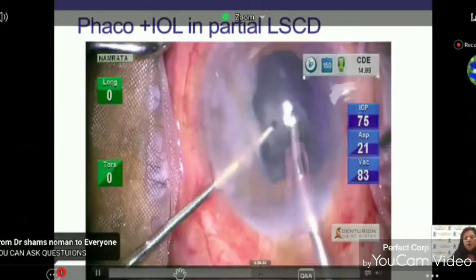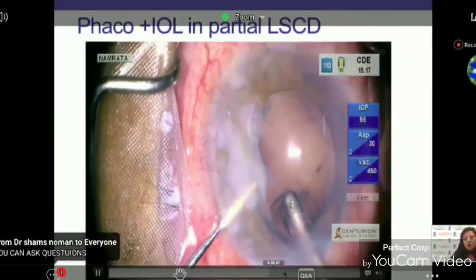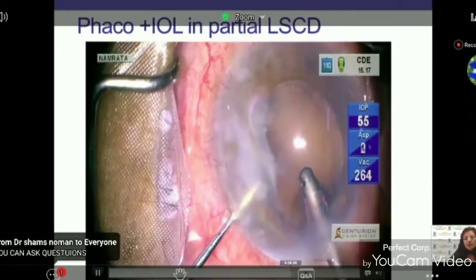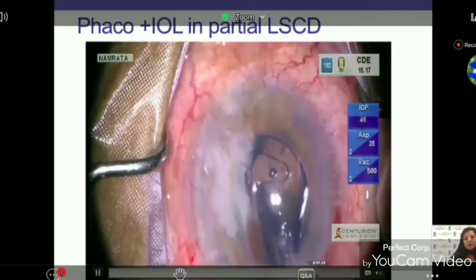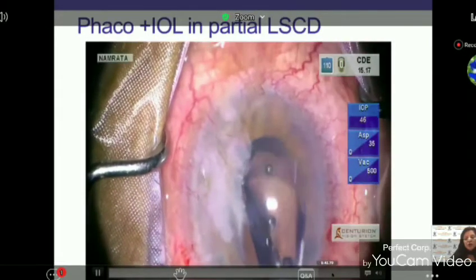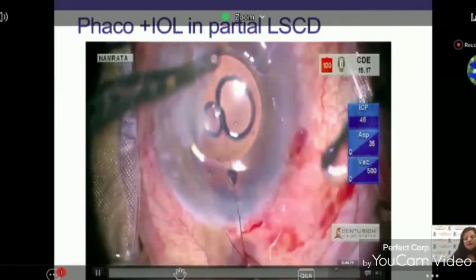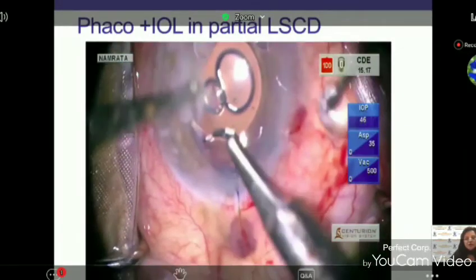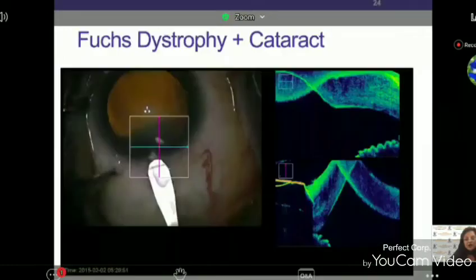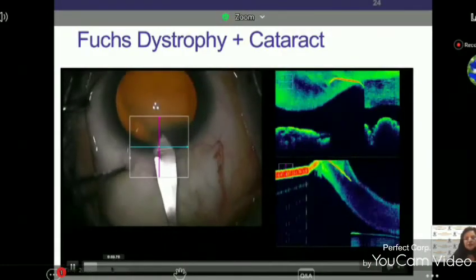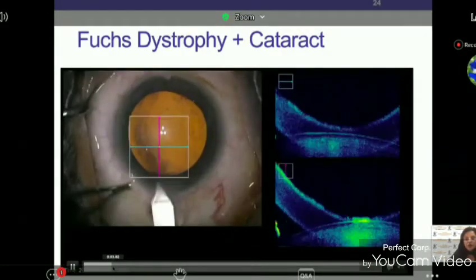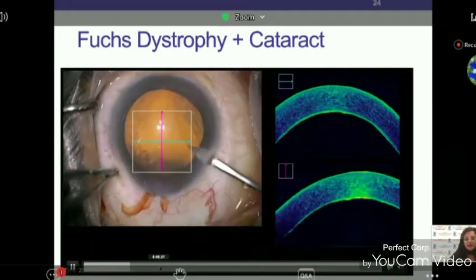Important tip here is always put your retroillumination on, because once you do that, the orange glow gets better and you are able to see your grayish cortical matter or nuclear fragments underneath the orangish glow. And this is followed by a foldable intraocular lens implantation. This is just to show a case who didn't want to undergo a corneal transplantation procedure.